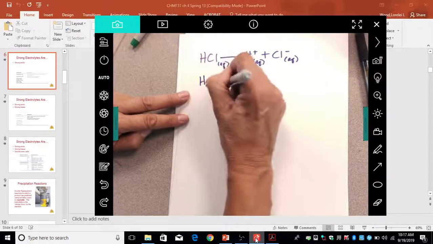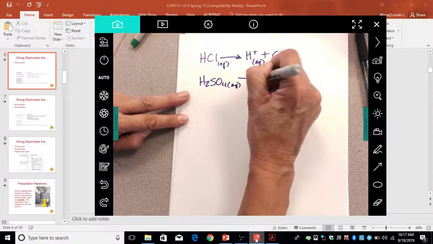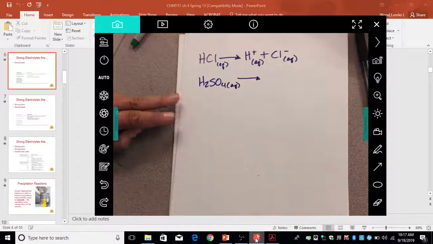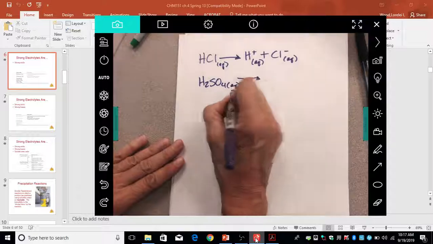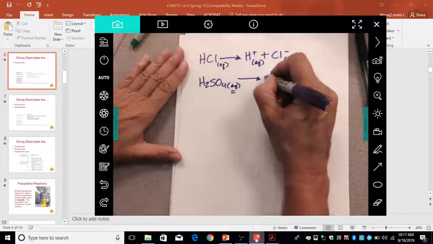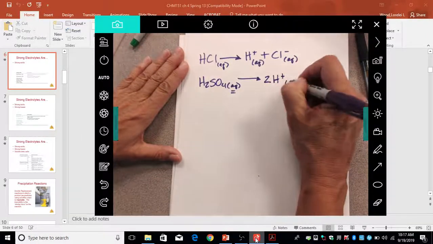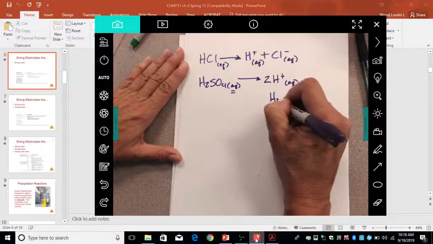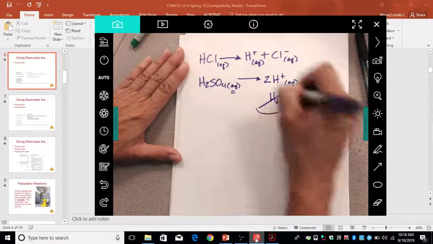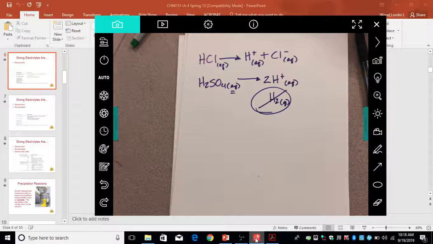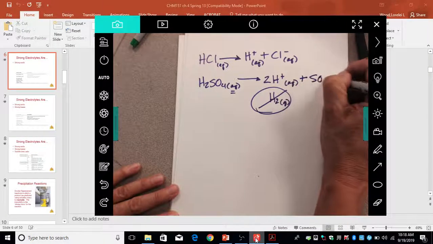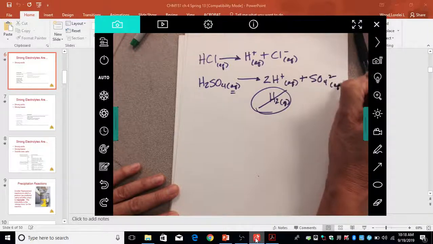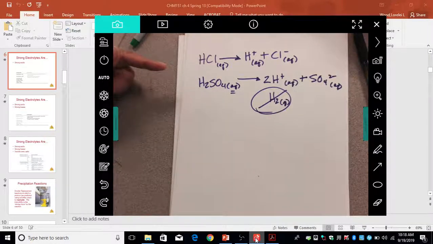H2SO4, also a strong acid. We use a completion arrow for it. Now it's not H2, it doesn't make hydrogen gas. No, when it goes in aqueous solution, you have to remember that it's making 2 of those hydrogen ions, not H2 as a gas, right? So put that in your notes. It's not H2 as a gas. It's 2 hydrogen ions plus the SO4, which is the polyatomic ion in aqueous solution. So these are strong acids.